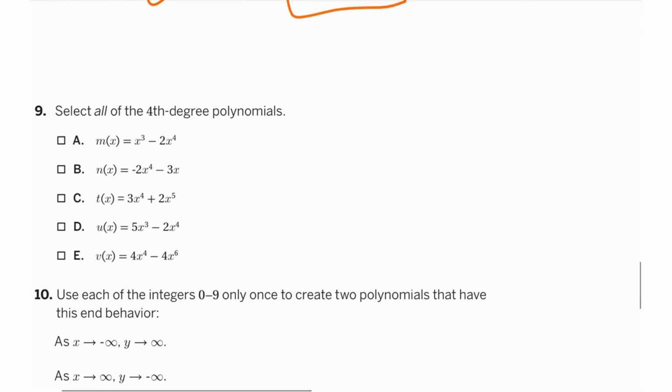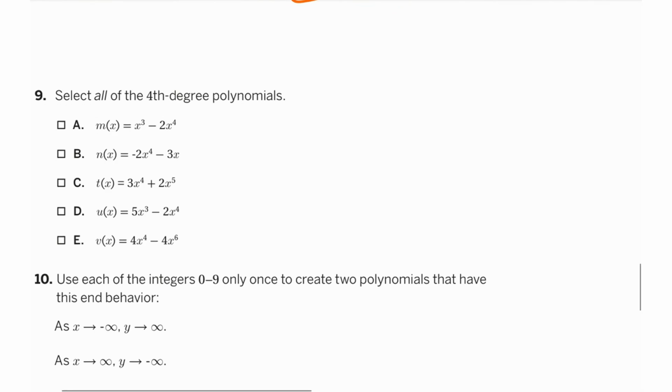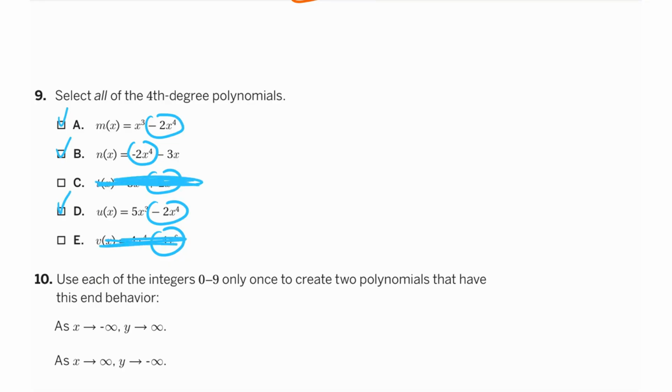Number 9, select all of the fourth degree polynomials. Fourth degree means that the highest exponent in the equation is 4. So if I quickly circle all the highest exponents in each equation, which of these has the highest exponent of 4? That would be a, b, and d. This one is a fifth degree, and this one is a sixth degree polynomial.